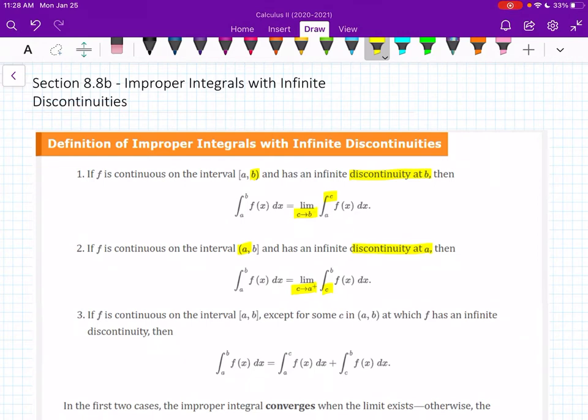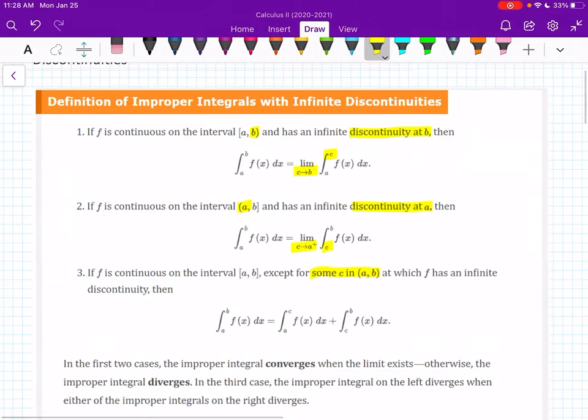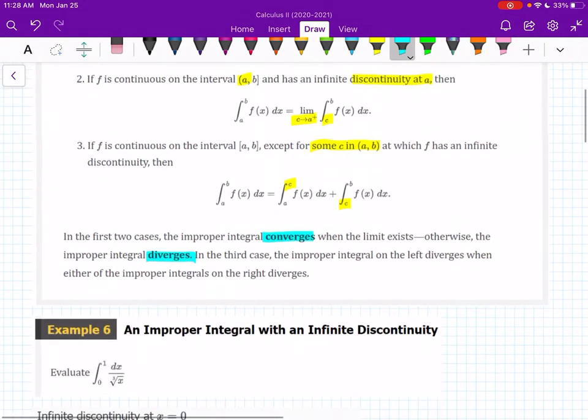Now, if we have a point in the middle, there's some C inside our interval which has a discontinuity, then we're going to split our integral into two separate integrals at C, and then we can use rules 1 and 2 on each of those integrals respectively. A reminder that we say that these converge if the limits exist and diverge if the limits do not exist. All right, so let's try some examples.